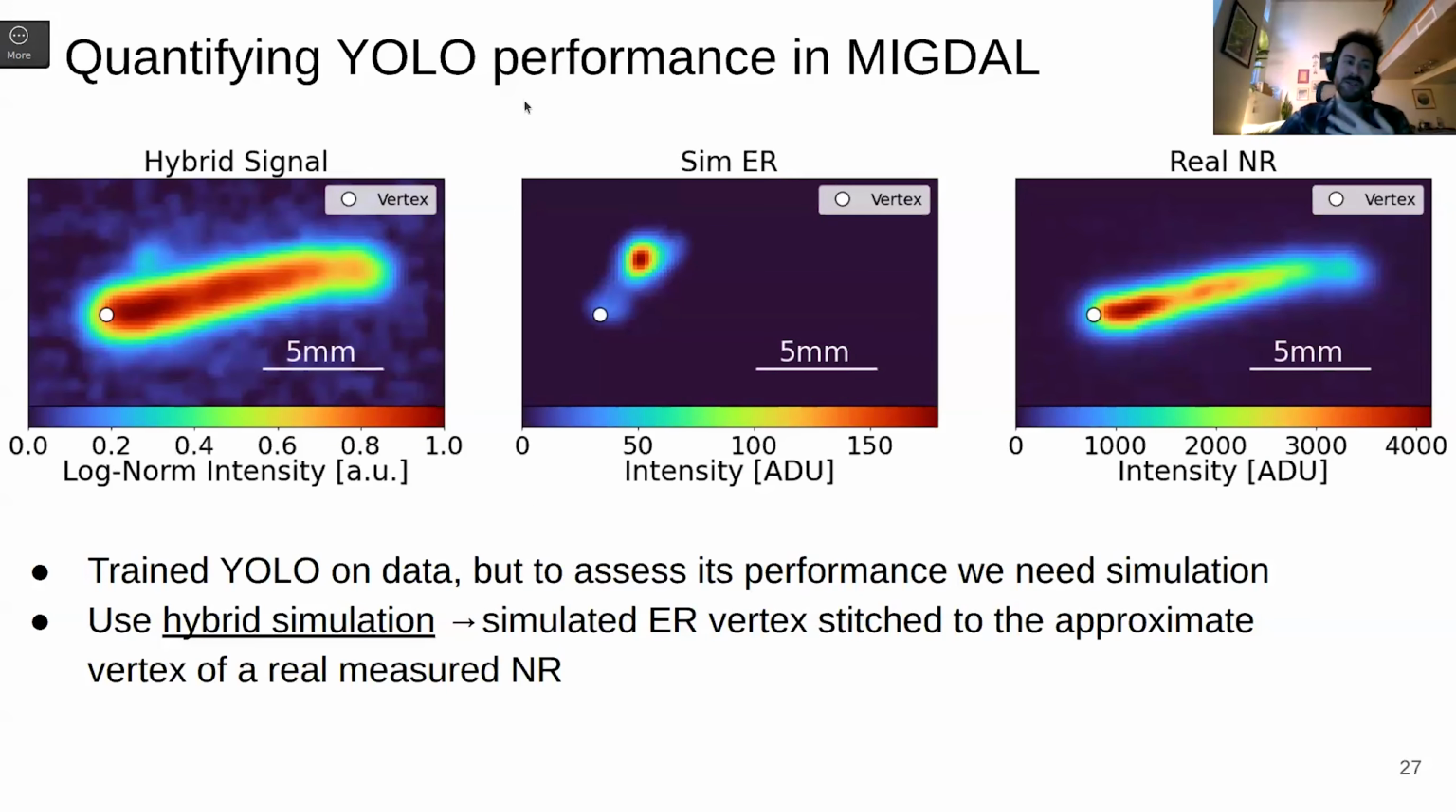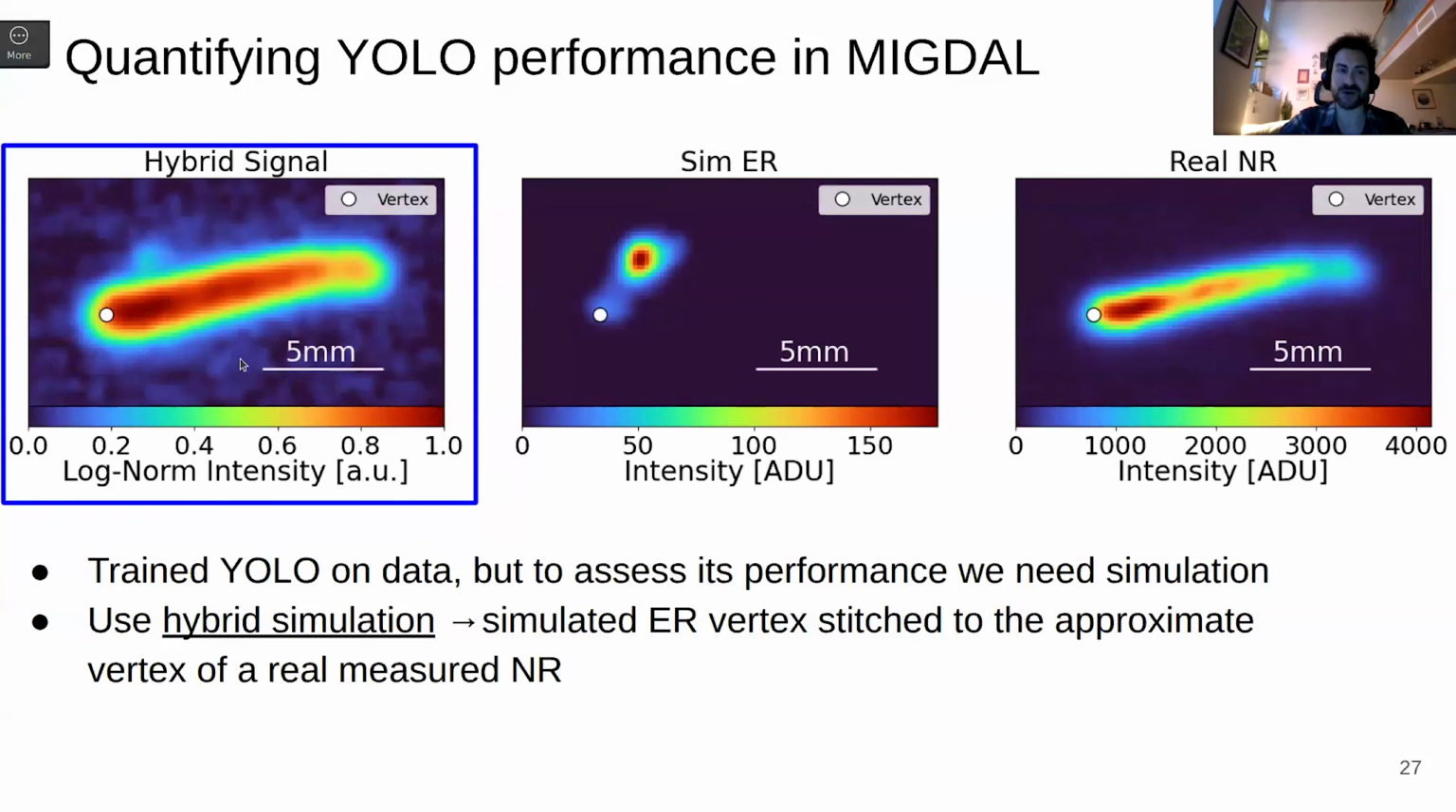So you saw how to quantify your performance on your simulation. How does the Migdal experiment actually do it for real data? Like I was mentioning a couple moments ago, you do need simulation to quantify your performance. But the way that we end up generating signal simulation to test our algorithms is using what I call a hybrid approach. We take real nuclear recoils that we measure and we stitch our simulated electron recoil vertex to the vertex of a real measured nuclear recoil.